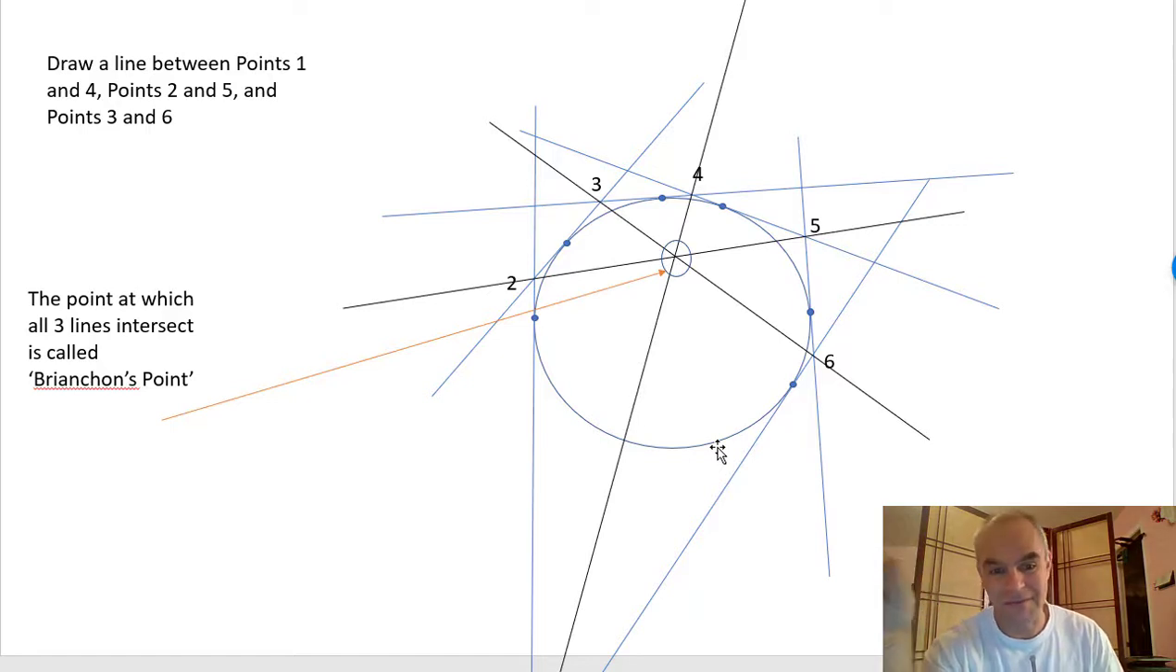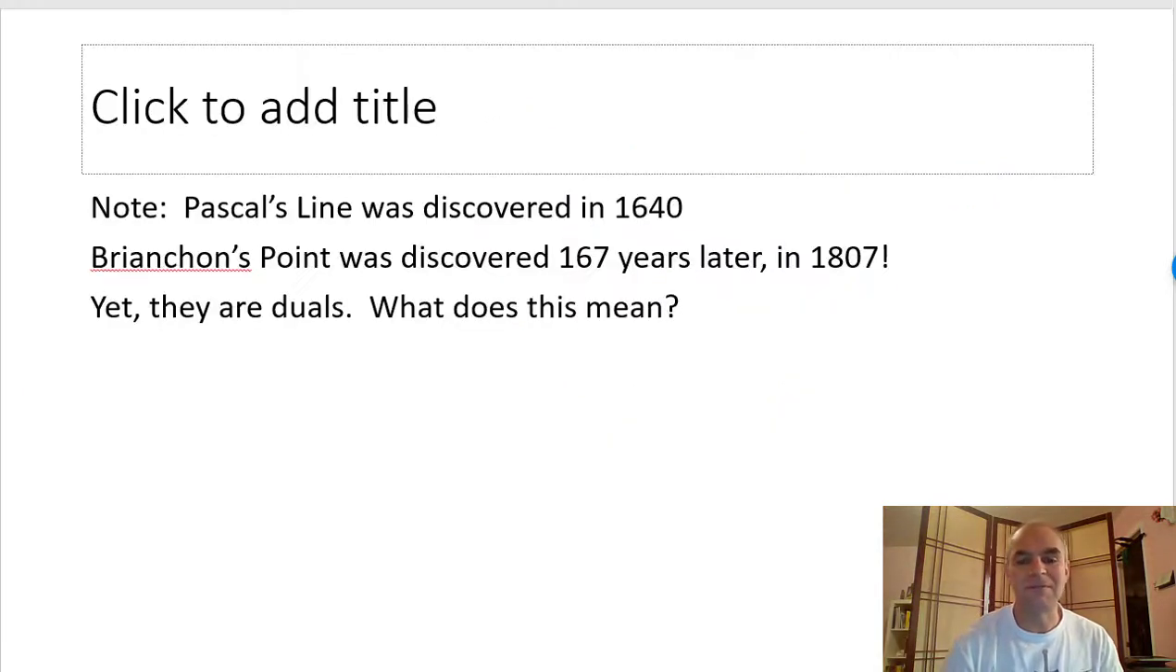So there's a lot that we can talk about here. But I wanted to give you this explanation and give you the chance to construct Brianchon's point yourself, either on the computer or by hand, and then submit it along with the rest of this week's assignment on Sunday.